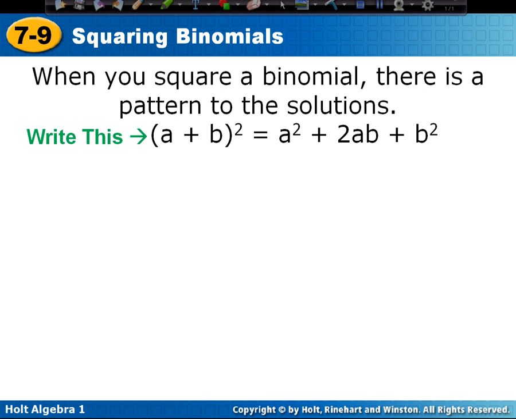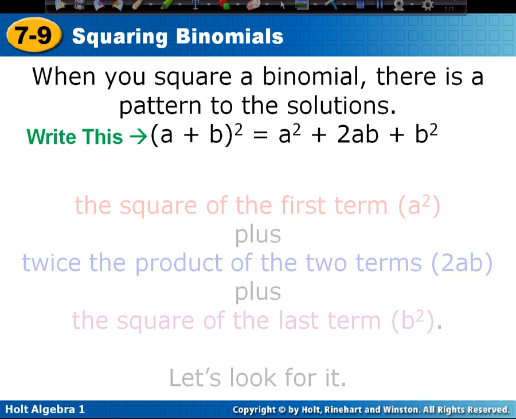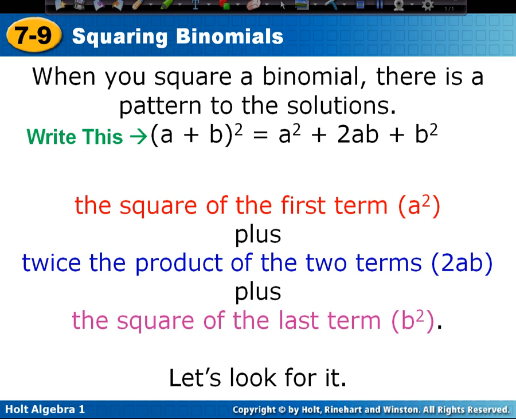So go ahead and write this. It says parentheses a plus b squared equals a squared plus 2ab plus b squared. This is going to be our shortcut. And basically it means the square of the first term plus twice the product of the 2 terms plus the square of the last term. And we're going to look for this. The only thing that you have to write here is what's at the top. You do not have to write all of the other words. Just the equation here. Take a minute, make sure you have that written before you move on.